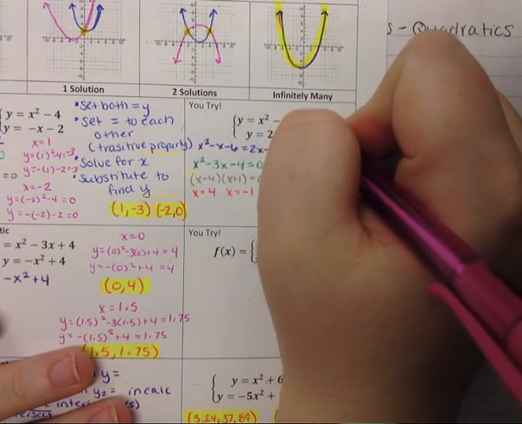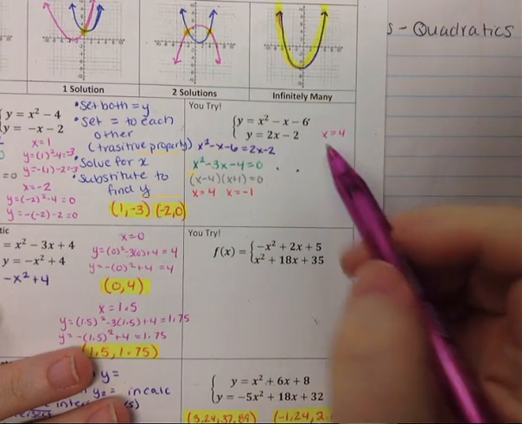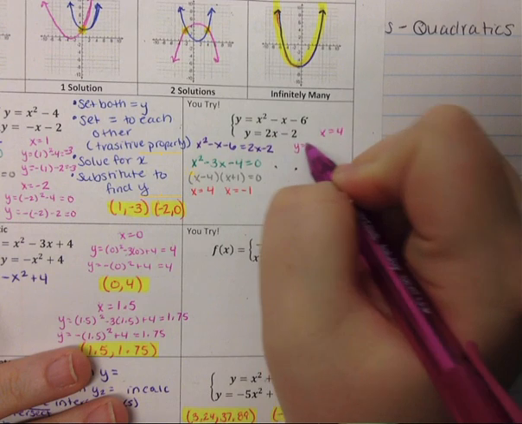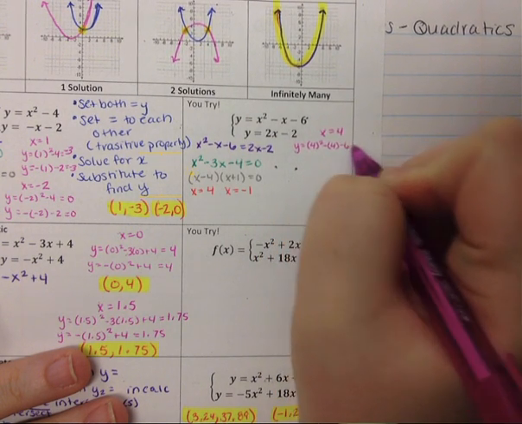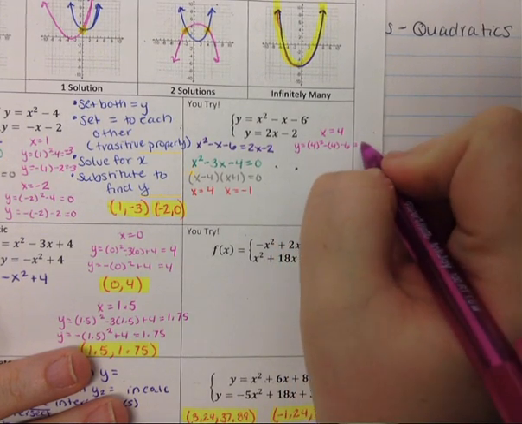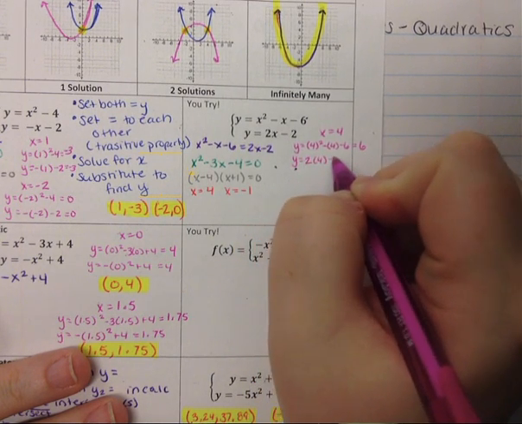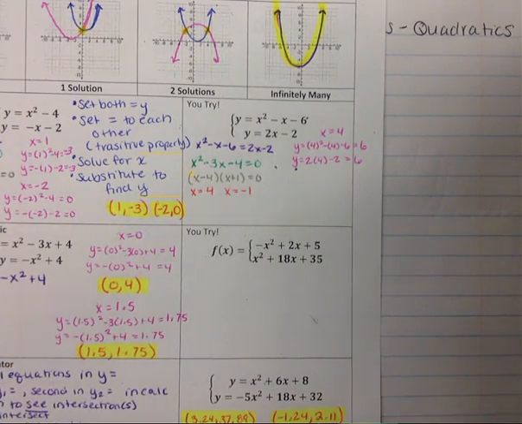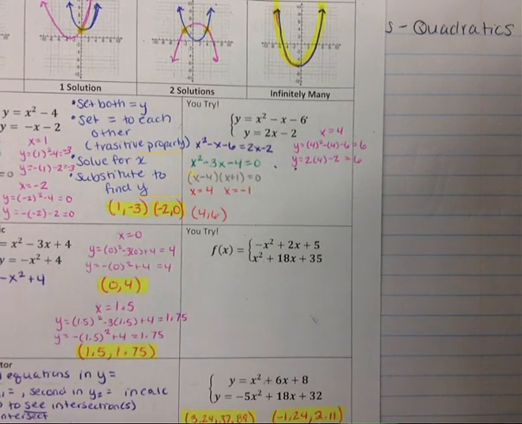So I'm going to do the x equals 4 first. I'm just writing it up here on the side so I know that's what I'm doing. y equals (4) squared minus (4) minus 6. That's 16 minus 4 minus 6, which is equal to a positive 6. Then we have y equals 2(4) minus 2. That's 8 minus 2 is 6. So it is 4 and 6. So I have a coordinate of (4, 6) is a solution.